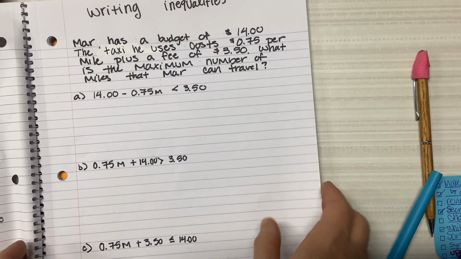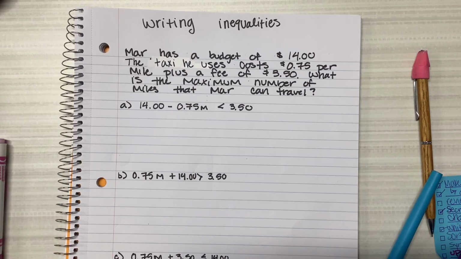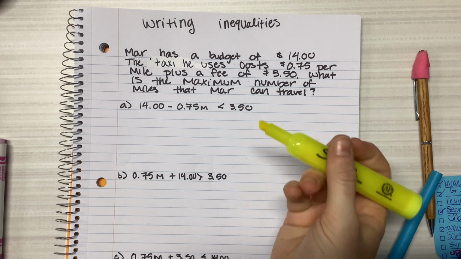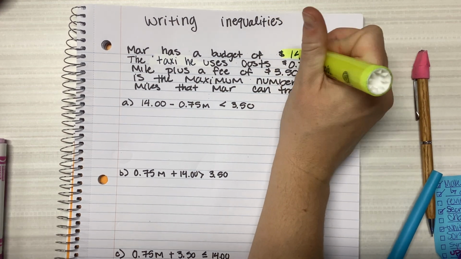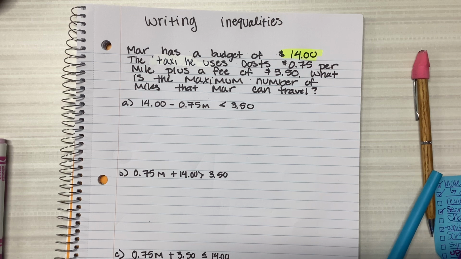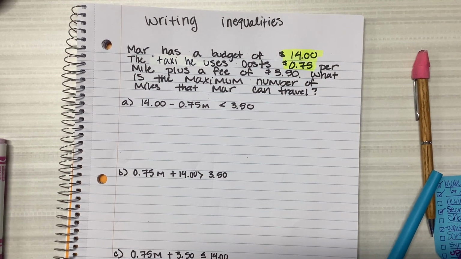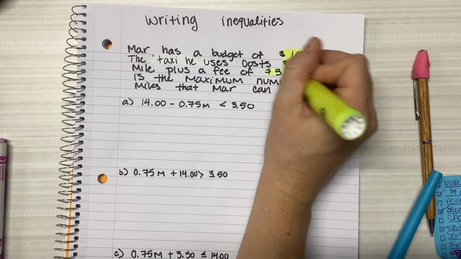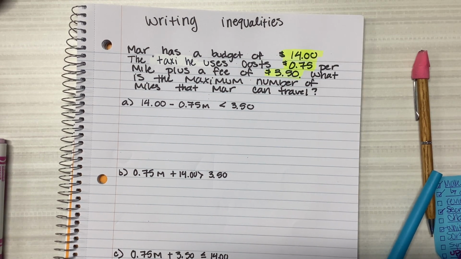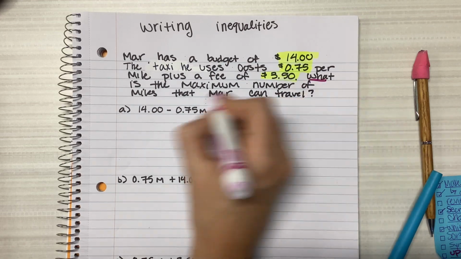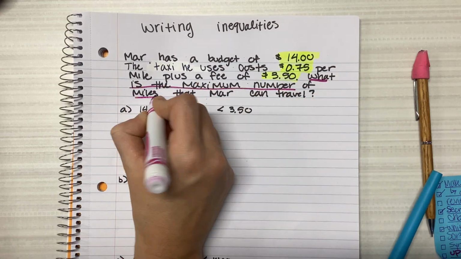All right, let's talk about an inequality. So it says, Mar has a budget of $14. So circle, highlight, somehow identify numbers as you go along. The taxi he uses costs 75 cents per mile plus a fee of $3.50. What is the maximum number of miles that Mar can travel? Okay, then I'm going to underline my question. What is the maximum number of miles that he can travel?